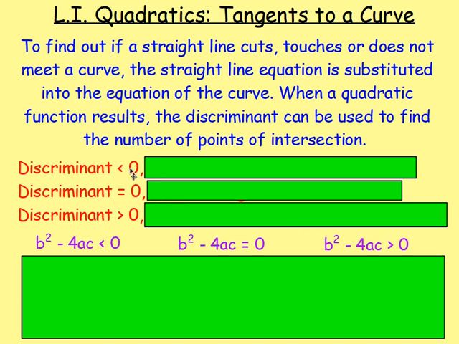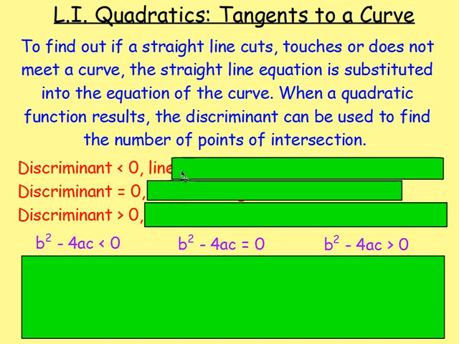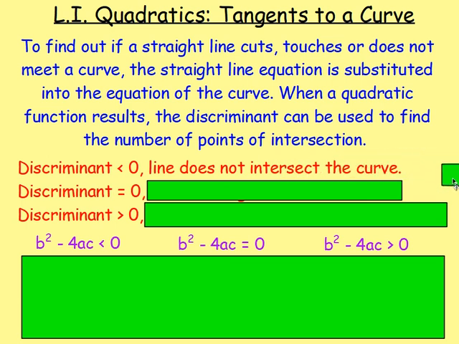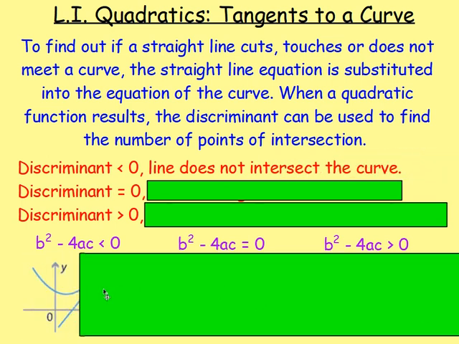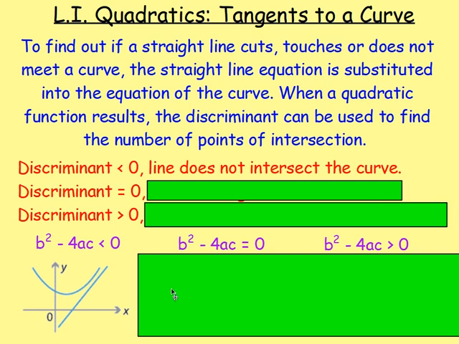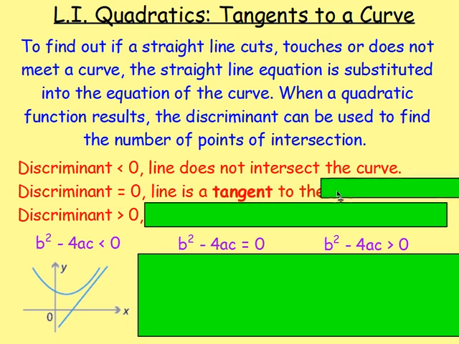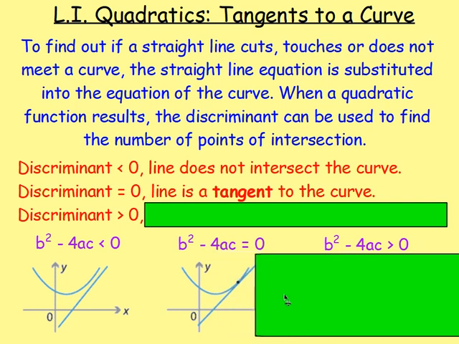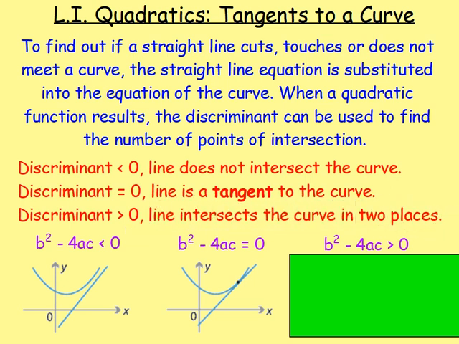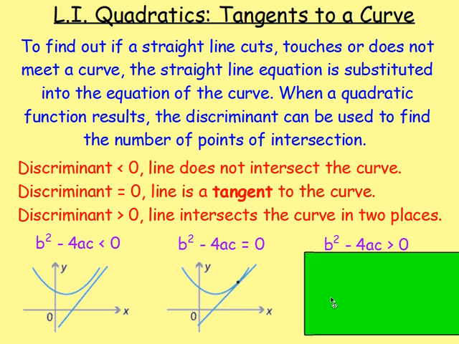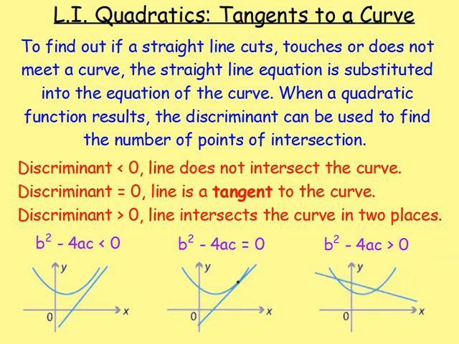If the discriminant is less than 0, this means that the line does not intersect the curve, and you will get something that looks like that. It's where they do not meet. If the discriminant is equal to 0, then the line is a tangent to the curve. And remember, a tangent is just going to be touching in one place, so you'll get something that looks like that. And if the discriminant is bigger than 0, the line intersects the curve in 2 or more places, so you will end up with something like that.